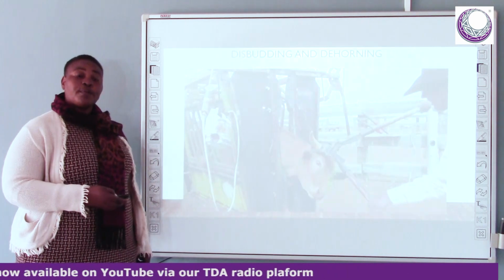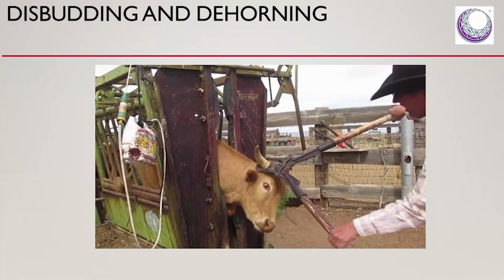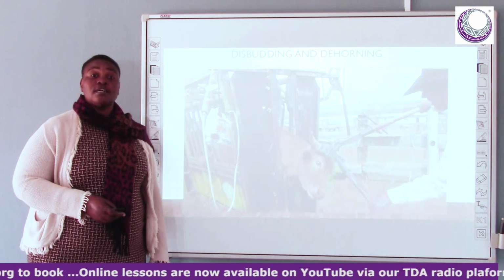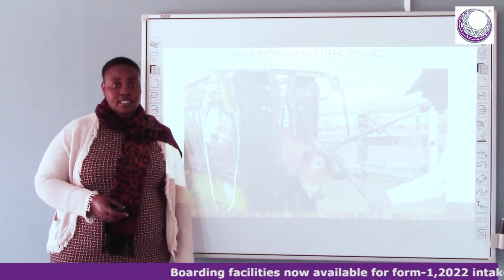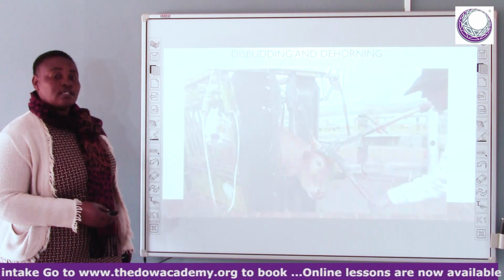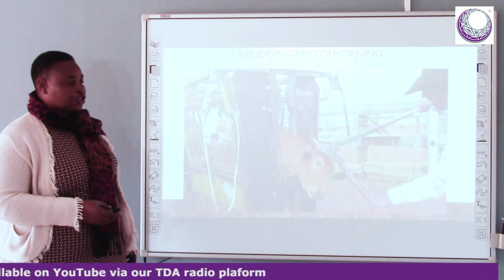Animals are usually born without horns. So, another management practice which is done to them so that the horns do not grow is called disbudding. In case the horns have already grown, dehorning is done. As you can see in the picture, this is a dehorner. The animal's horn is being cut out. Dehorning helps to make the animals less violent, and it also provides more space. It could be in the crush or in the truck when transporting the animals.